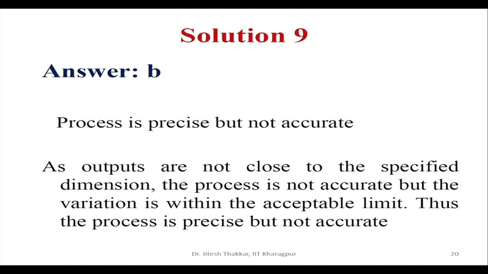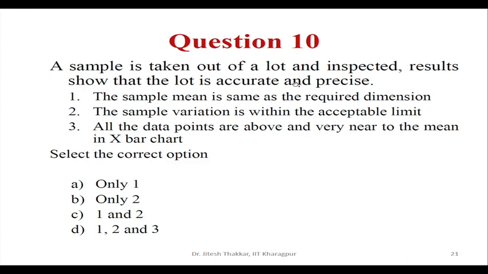As outputs are not close to the specified dimension, the process is not accurate, but the variation is within the acceptable limit. So, the process is precise but not accurate. Question 10. A sample is taken out of a lot and inspected. Results show that the lot is accurate and precise. Number 1, the sample mean is same as required dimension. Number 2, the sample variation is within the acceptable limit. Number 3, all the data points are above and very near to the mean in X bar chart.